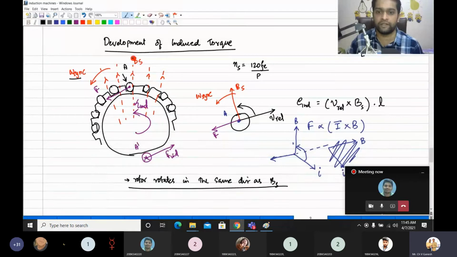So what did we see? We saw that there is a magnetic field which is rotating. That means that the conductor is going to see a change in magnetic field. So when the conductor sees a change in magnetic field, it will induce an EMF, which is defined by this equation. And that induced EMF will produce a current. Why is it producing a current? Because the conductors are short circuited, right? In a squirrel cage motor, the conductors are shorted, so you have a current path.